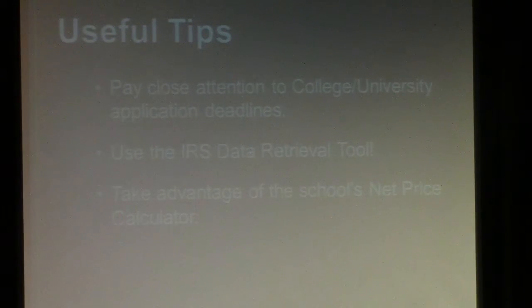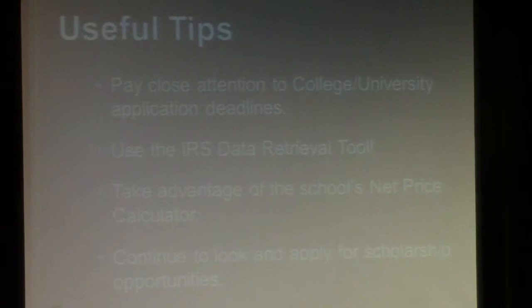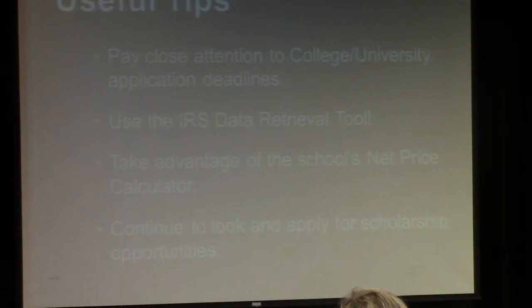Take advantage of each school's net price calculator. They're really good predicting tools to help you figure out what you might qualify for if you go there during a given year. And continue to look for and apply for scholarships. These come from local organizations, oftentimes churches, local businesses, and larger national organizations, like I said, Walmart, Coca-Cola. A lot of these have scholarships, and you might be one of the few people who's applying for them. So it's definitely a good thing to look into. High school guidance counselors are great resources for doing this.